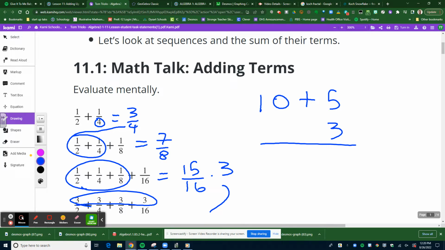I did it in my head. So 3 times 10, Sydney, is 30. Avery, what's 3 times 5? So you can do 30 plus 15 in your head. Okay? So that's 45/16.